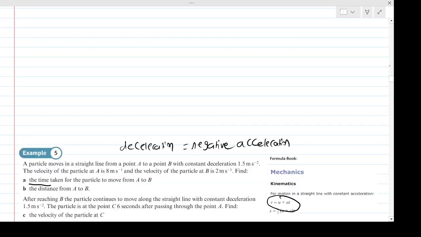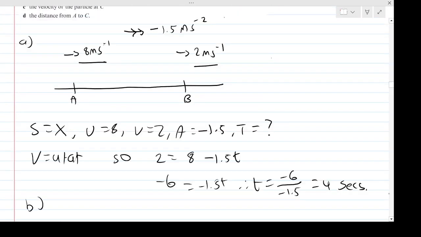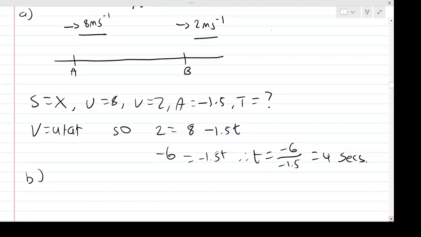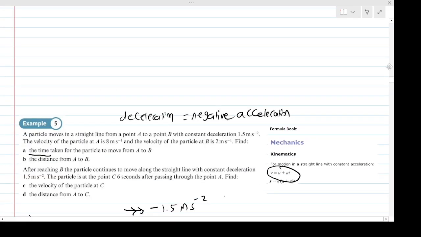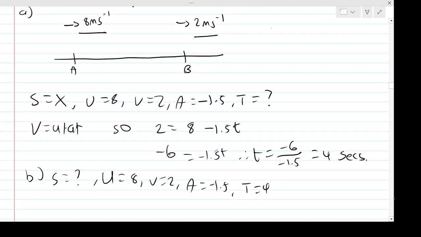Then in part B, it wants to find the distance. So now that's going to be S. U is again 8, V is again 2, A is again minus 1.5, and T we worked out to be 4. I need the formula with S in, so it's going to be this second formula here: S is a half of U plus V times T.